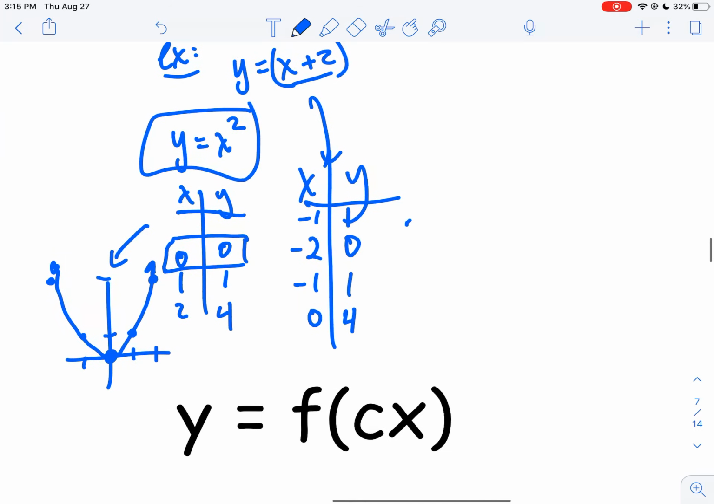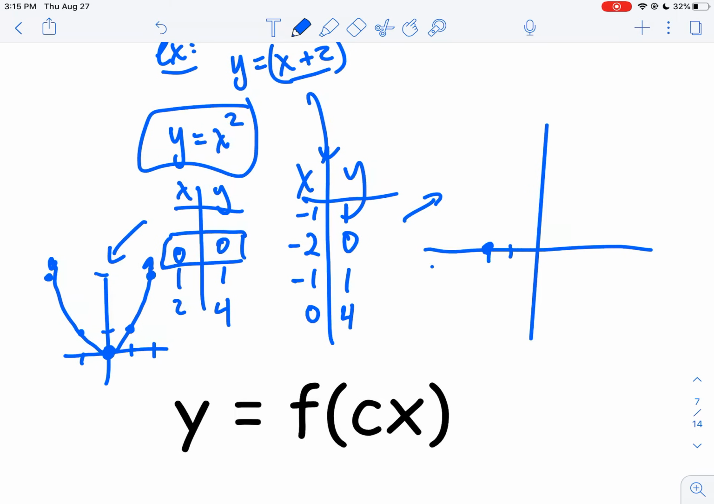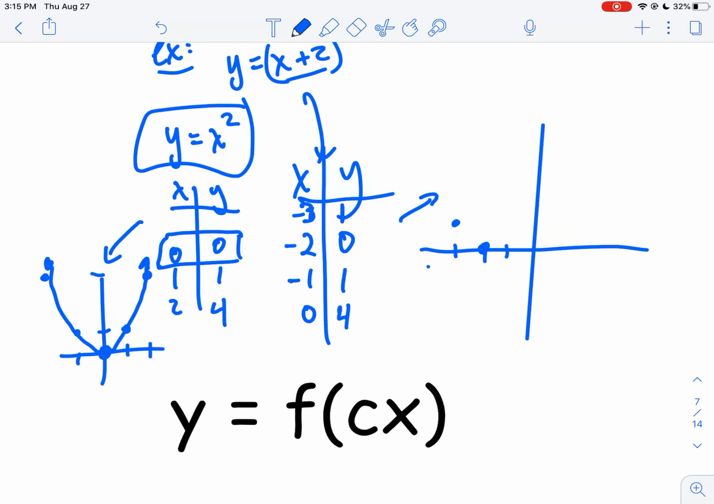For this one, I go left 2, up 0. I meant to put negative 3 here, guys. I'm sorry. Negative 3, 1, negative 1, 1, 0, 4. What do you think negative 4 is going to be? You could plug it in, right? It's going to be 4.